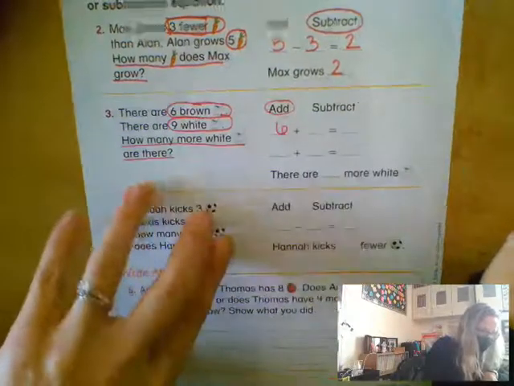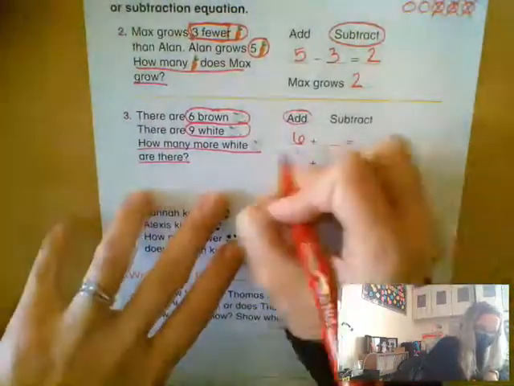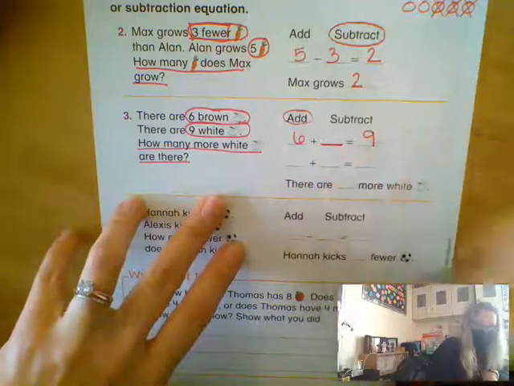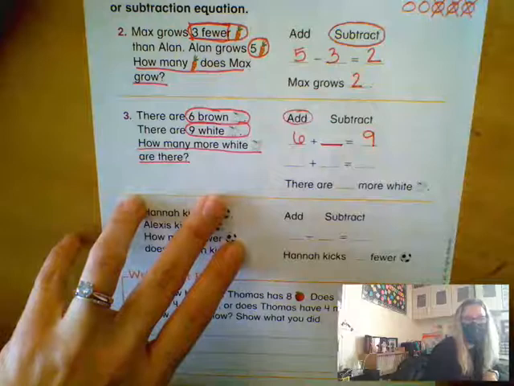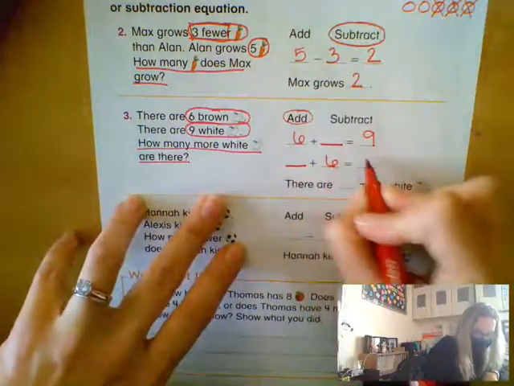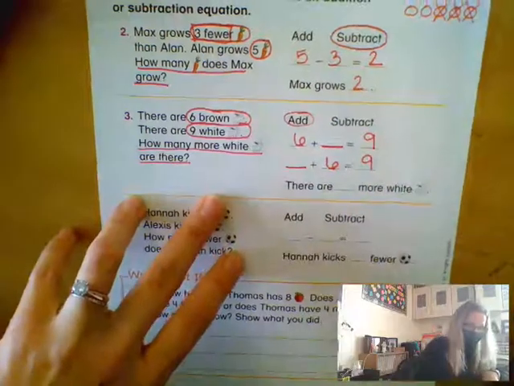So how many more white are there? So what we're trying to figure out is 6 plus what number would equal 9? Or what number plus 6 would equal 9? So let's figure it out.